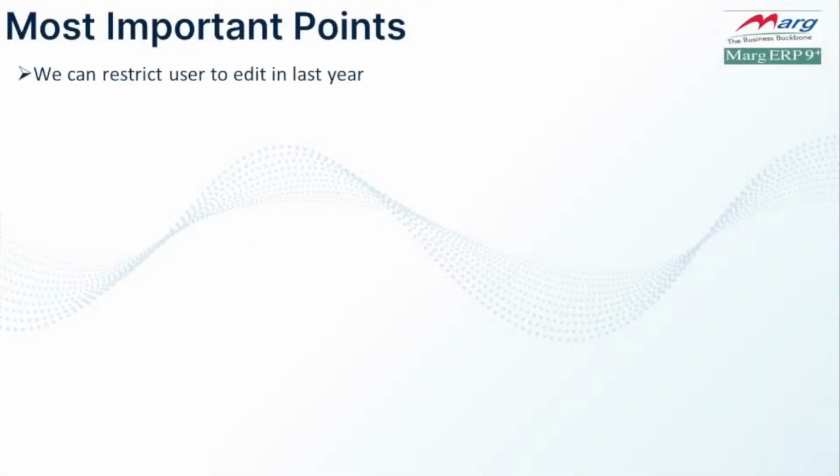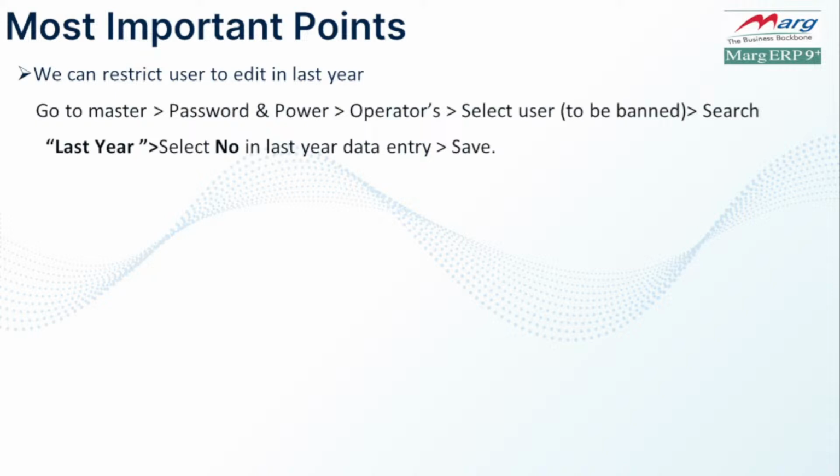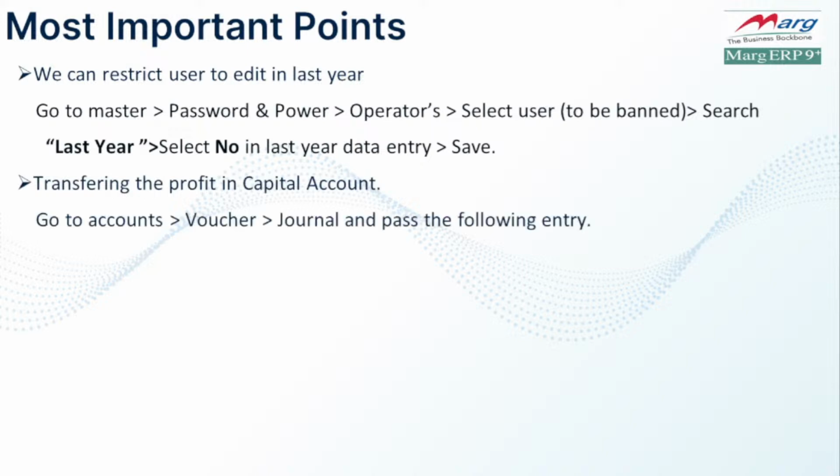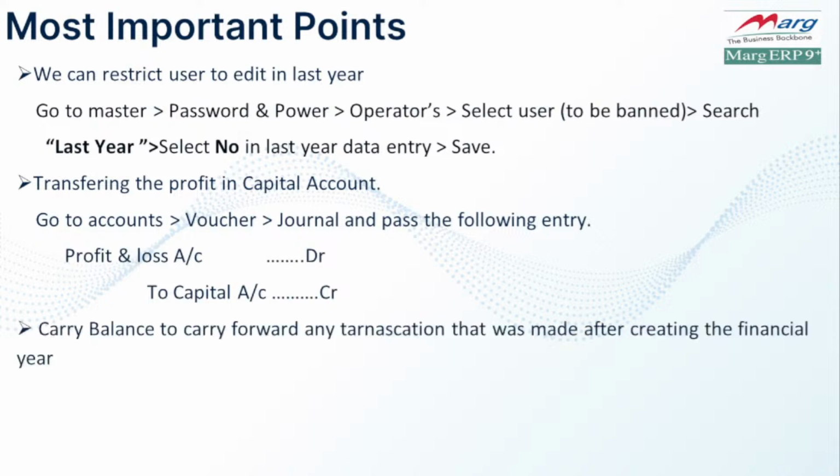We can restrict a user from editing the last financial year. If you want your user to access the last financial year but not make any changes to it, that can also be done by simply going to the same location and selecting no. In this case, they will be able to access the last financial year but cannot make any changes. If you want to transfer the profit to the capital account, simply go to account, voucher, journal, and pass the following entry: profit and loss account debit to the capital account credit, and it can be done easily.